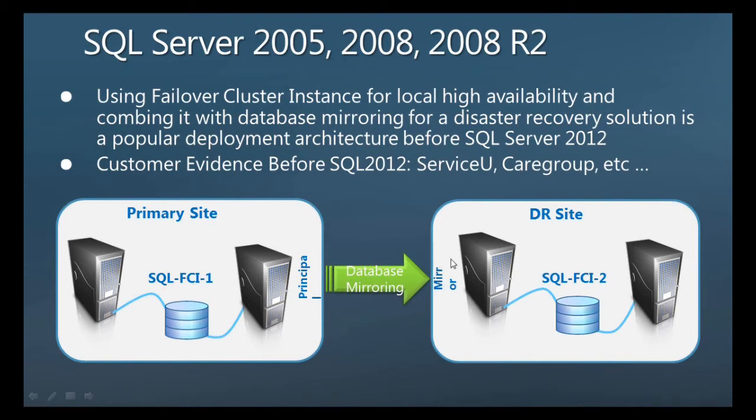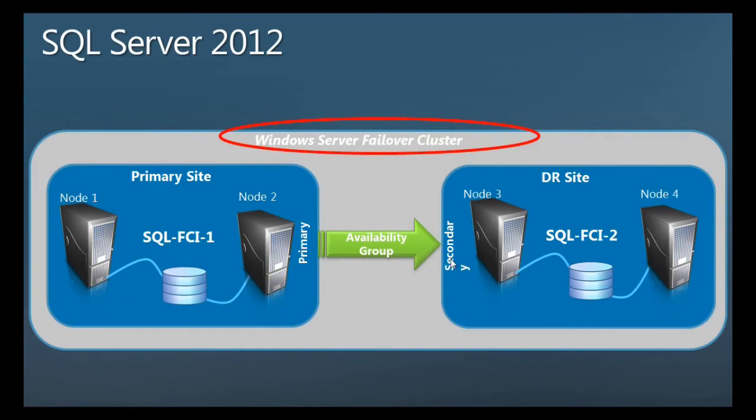How is that going to change in SQL 2012? In SQL 2012, it's the same thing, but you now need to have the Windows Server failover cluster as the foundation for them. Instead of database mirroring, you use an availability group between the primary and the secondary. So you create a database, create the availability group, include these databases, and have the data movement from the primary side to the secondary side.